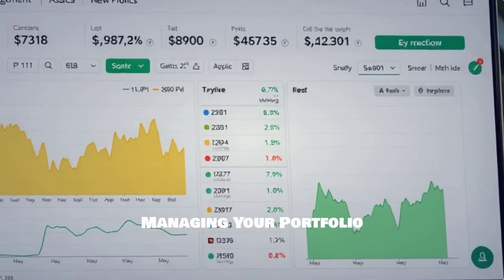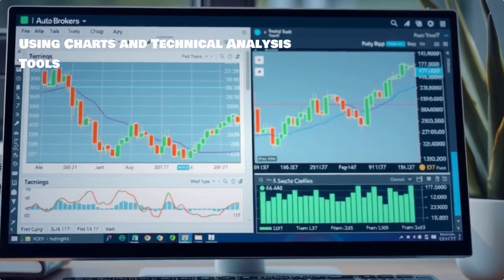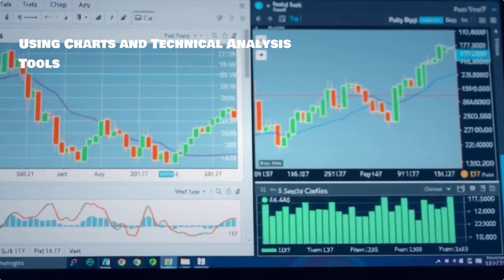Once you've placed trades, learn how to manage your portfolio by monitoring performance and making necessary adjustments. Utilizing charts and technical analysis tools can enhance your trading strategy significantly. Here's how you can leverage them.